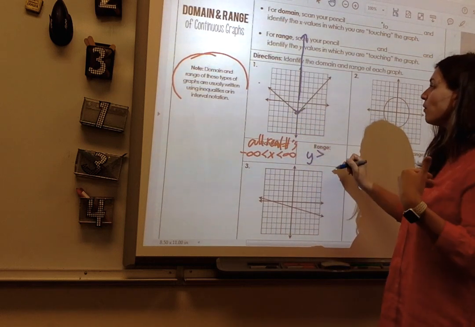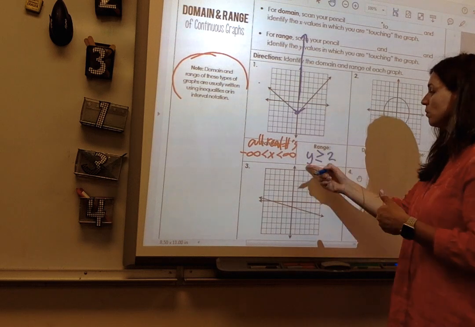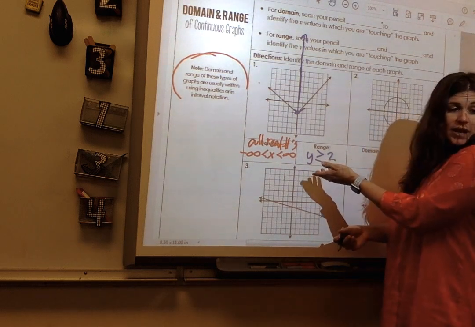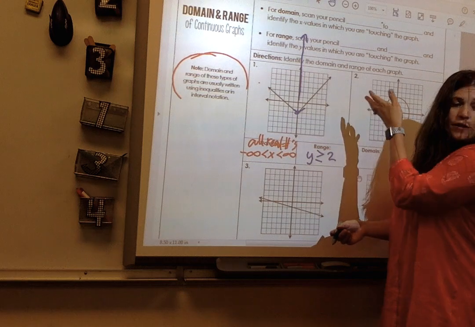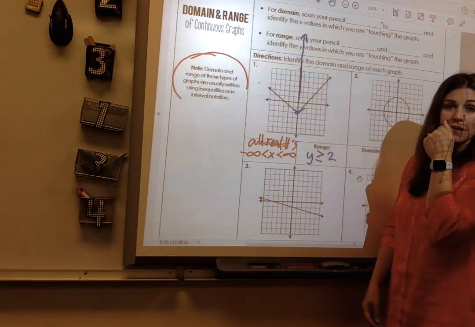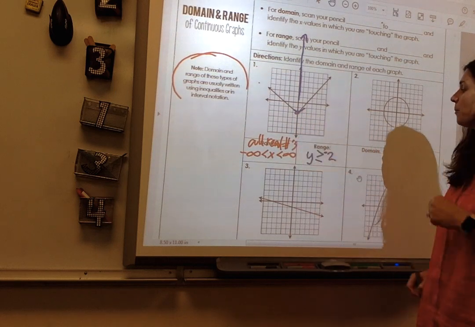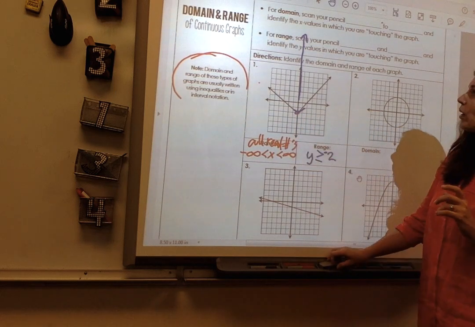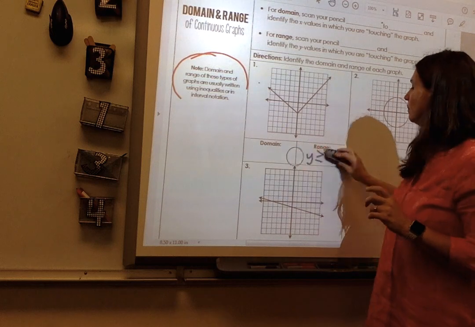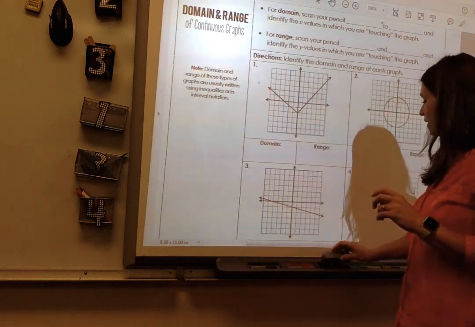So y is greater than or equal to 2. And that's it, because it's understood now that it's going to go in the infinite direction. Positive. So y is greater than or equal to -2, not +2, -2. Okay, so that's how we would write that for number 1. Let's look at number 2. Again, these are all continuous graphs.